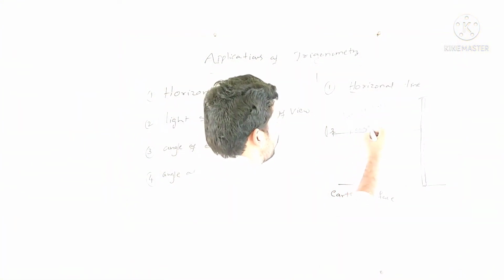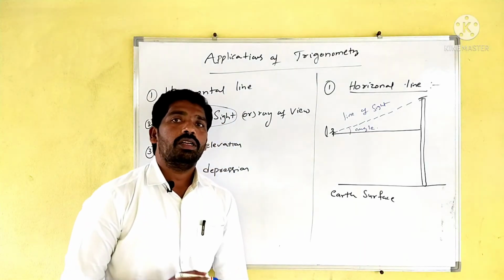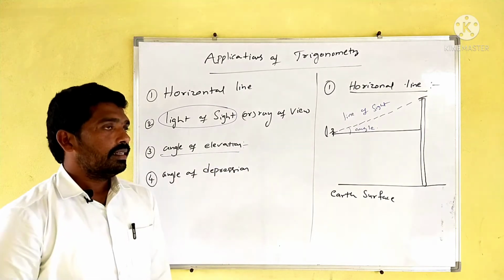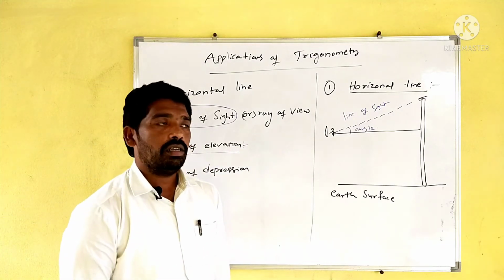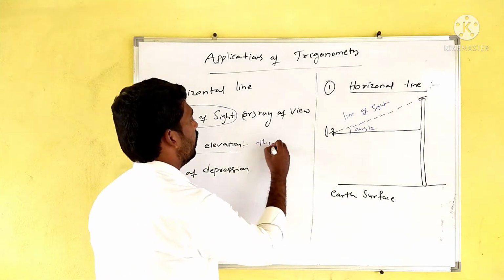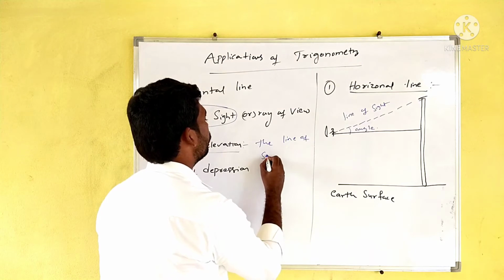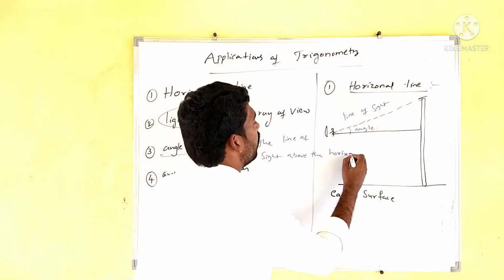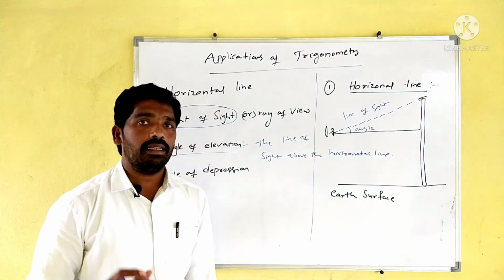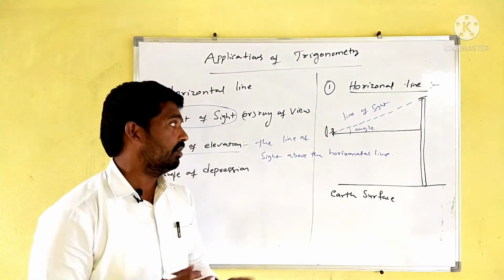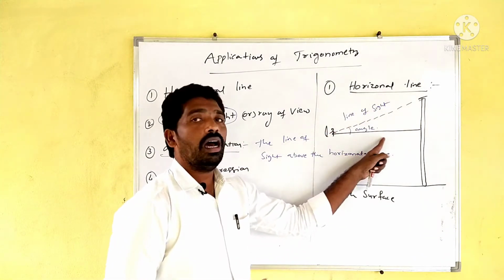That angle is called the angle of elevation. What is meant by angle of elevation? When the line of sight is above the horizontal line, it forms some angle. That angle is called the angle of elevation, between the line of sight and the horizontal line.